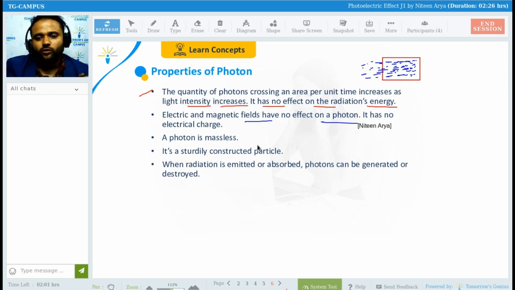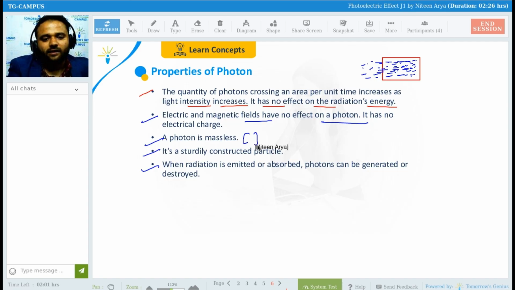Electric and magnetic fields have no effect on a photon. It has no electric charge. So obviously, as it is a neutral particle, it is not going to be detected by any method which involves electric and magnetic fields. A photon is massless, and that is how we can remove the mass term, because a photon itself is a massless particle. It is a stable particle. When radiation is emitted or absorbed, photons can be generated or destroyed. Okay, so these are the basic properties of photons, but the important one is that it is massless.